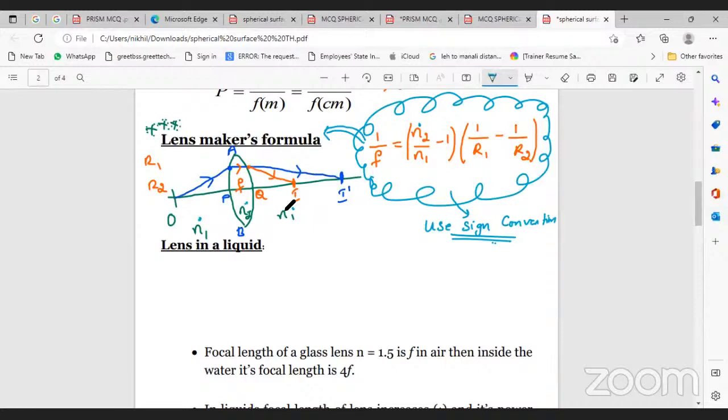Refractive index of the medium surrounding the lens. Surrounding medium. Very good. R1 is the radius of curvature of the first surface. R2 is the radius of curvature of the second surface.